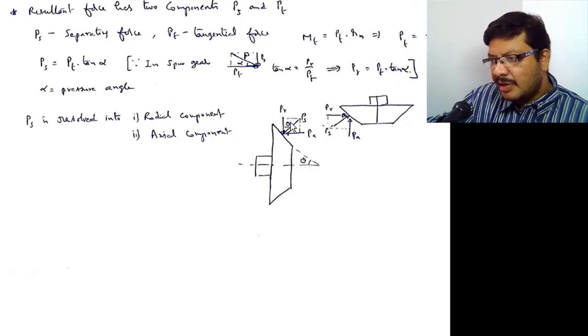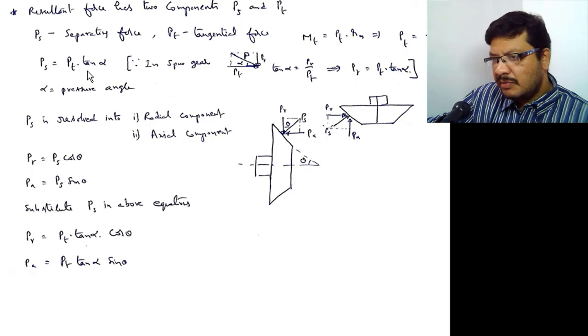Now with respect to the pinion, find out the radial component and axial component. Then automatically the radial component and axial component for the gear can be obtained. Now if you consider the pinion, radial component PR is PS cos theta, axial component PA equals PS sin theta. PS value is known to you. PS equals PT tan alpha. Substitute that PT tan alpha here. Once you substitute the PS value, then PR equals PT tan alpha cos theta. PA equals PT tan alpha sin theta.